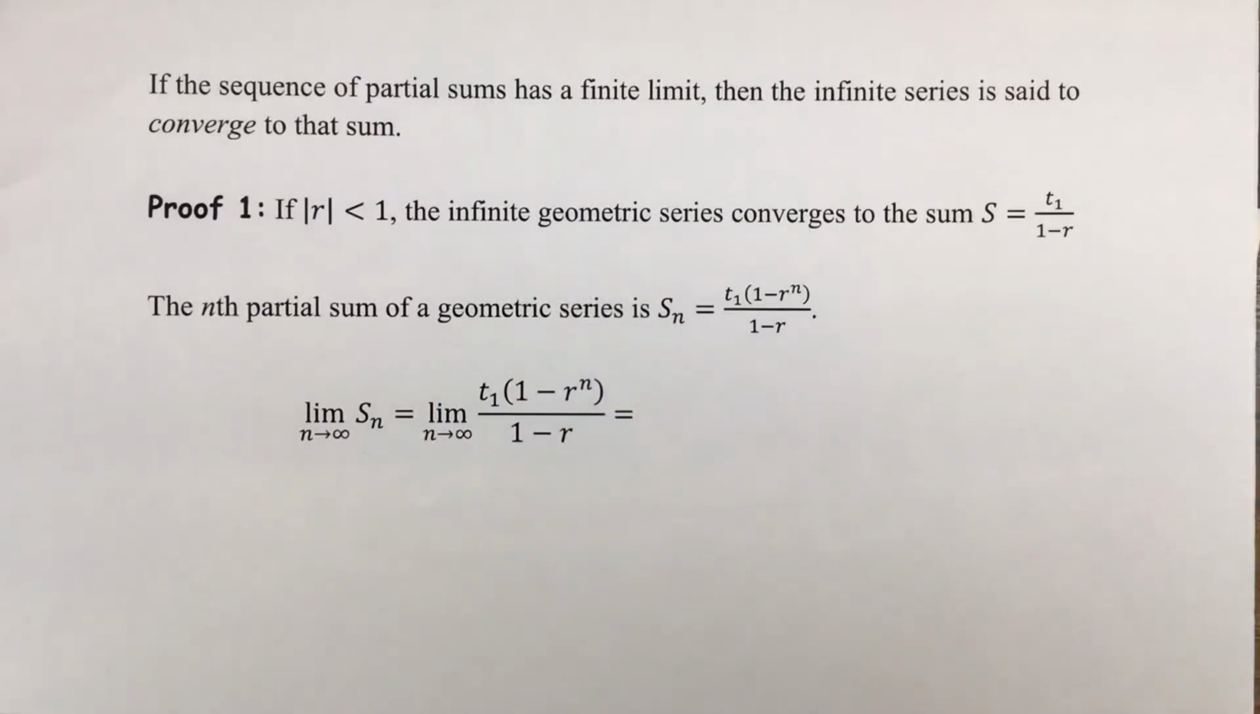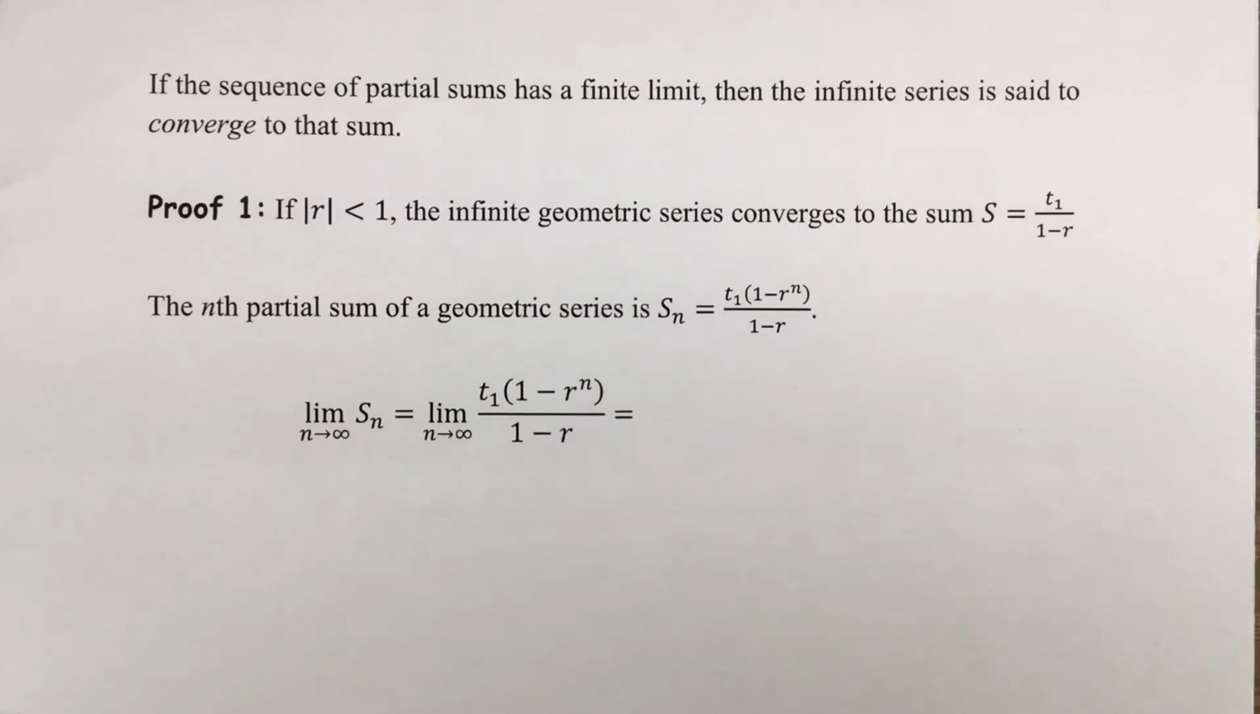If the sequence of partial sums has a finite limit, like the example that we just looked at, then the infinite series is said to converge at that sum. It's said to converge at that sum. You actually get an answer out of it other than infinity. All right, so when does that actually happen?